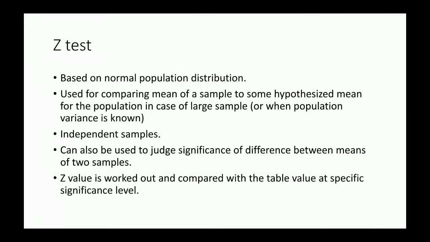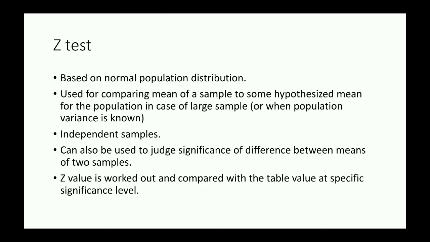The next one is z-test. Z-test is also an inferential statistic, and it is based on the normal population distribution. This test is usually done on a larger sample than a t-test. The aim of both the tests is almost the same: it is also used for comparing the mean of a sample to some hypothesized mean for the population in case of a large sample.